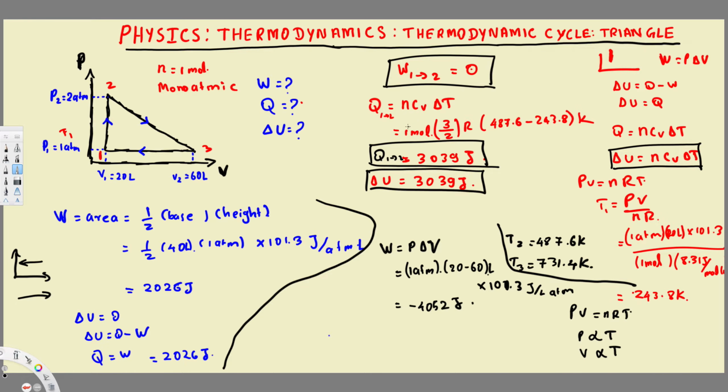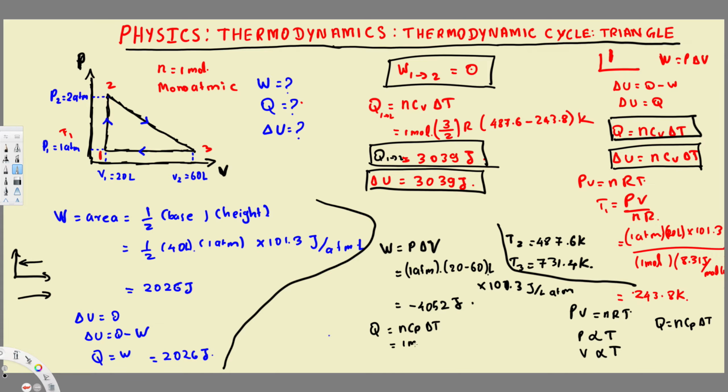How about Q? So Q here, whenever we have constant volume, we use NCV delta T. Whenever we have constant pressure, we have to use NCP delta T. So CP for a monoatomic gas is going to be 5/2 R. For a diatomic, 7/2. For a triatomic, 9/2. So it goes like that. So here we have monoatomic, so we are going to use 5/2. So let's use this one. Q is equal to NCP delta T.